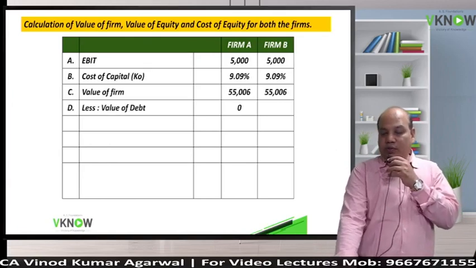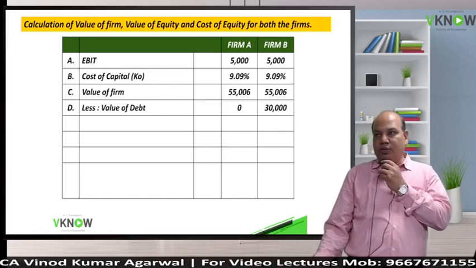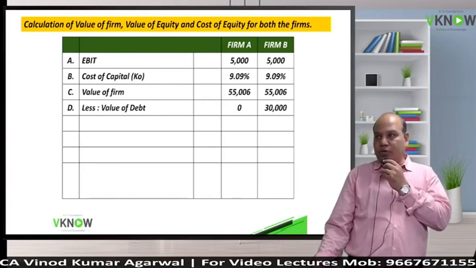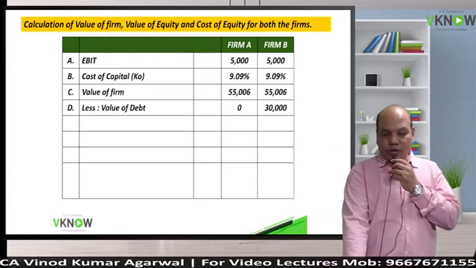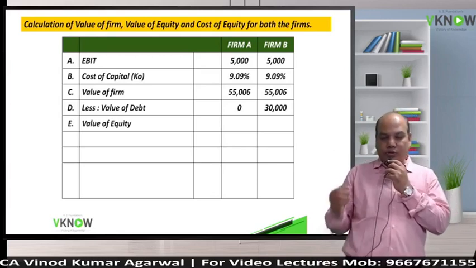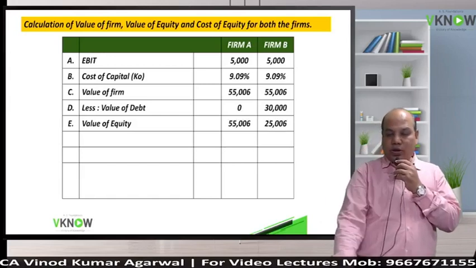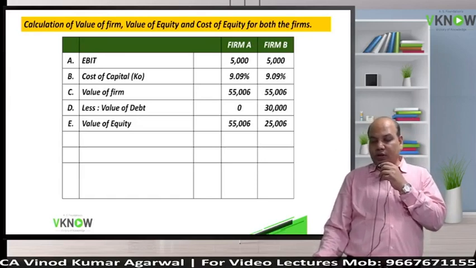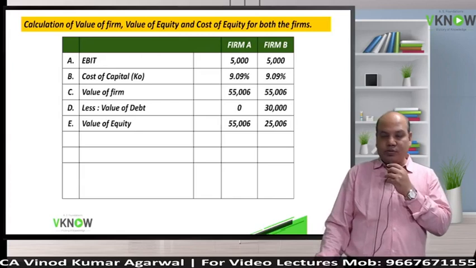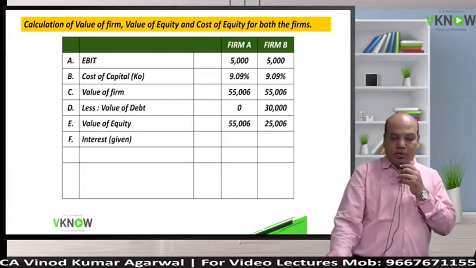Now what should we do to get the value of equity? We should deduct the value of debt. Deduct the value of debt 0 and 30,000. Okay. Then write down value of equity. C minus D. Who will reply? Value of equity under M&M approach. 55,006 and 25,006. Are you getting? What is the next point we will write?